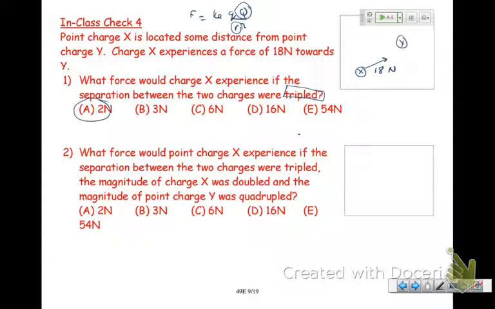In this second one, I say, what force would charge X experience if the separation between the two charges were tripled, the magnitude of charge X was doubled, and the magnitude of point charge Y was quadrupled?